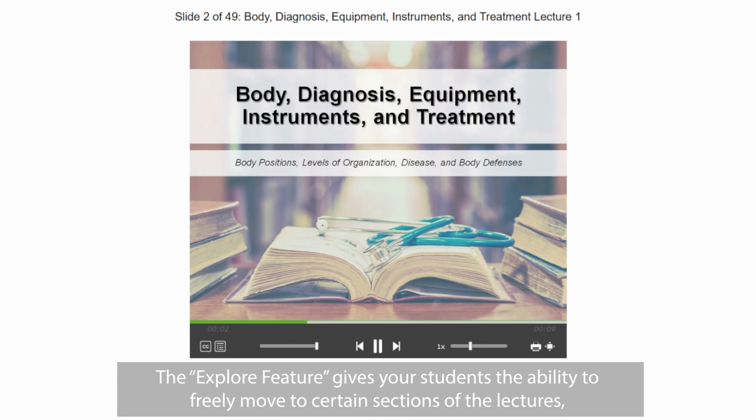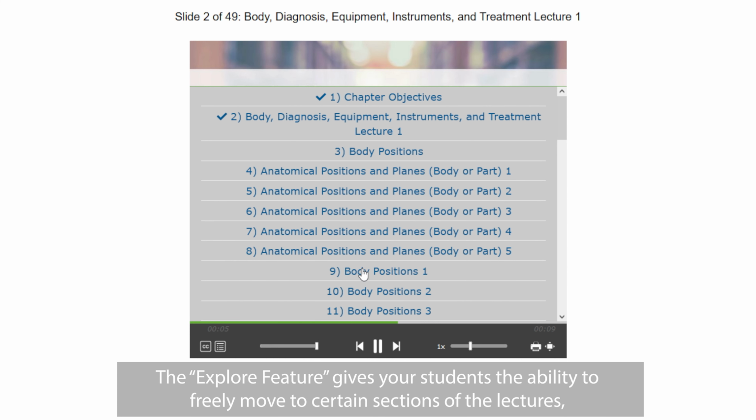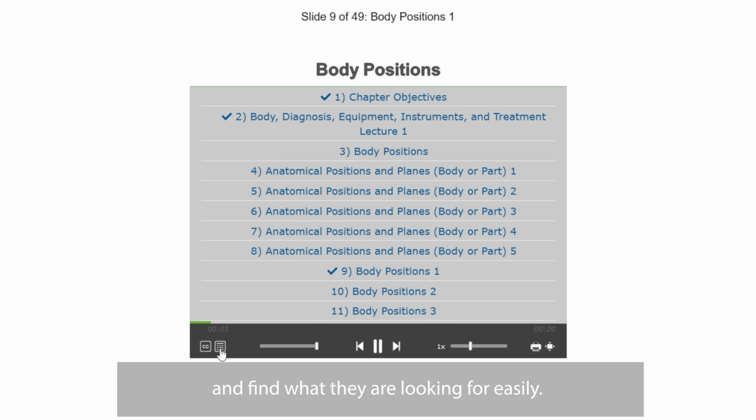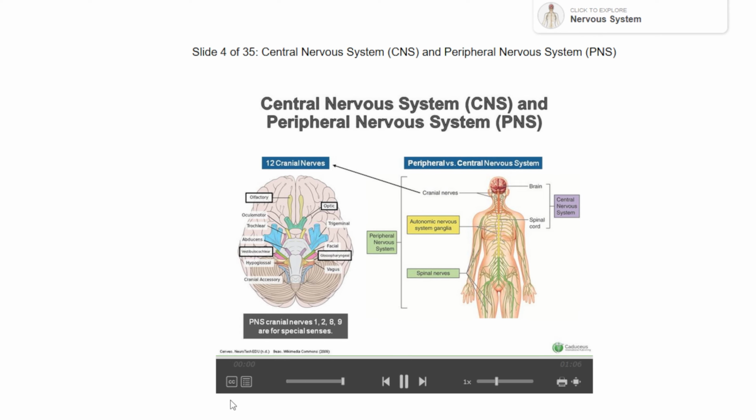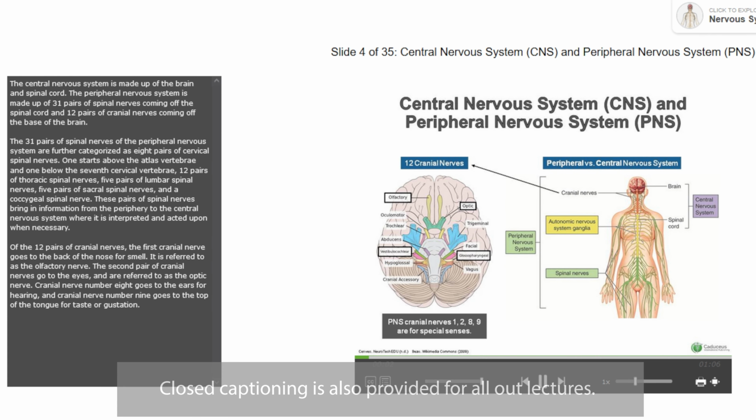The Explore feature gives your students the ability to freely move to certain sections of the lectures and find what they are looking for easily. Closed captioning is also provided for all of our lectures.